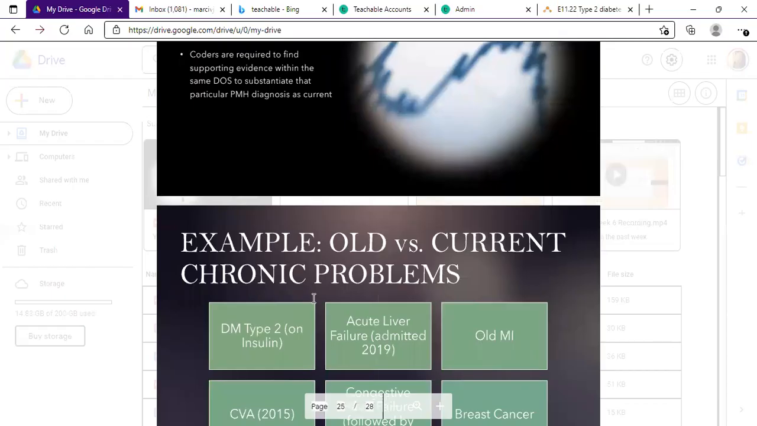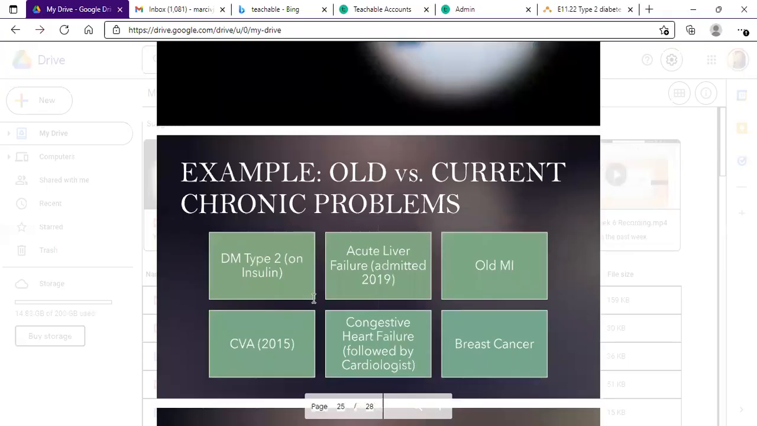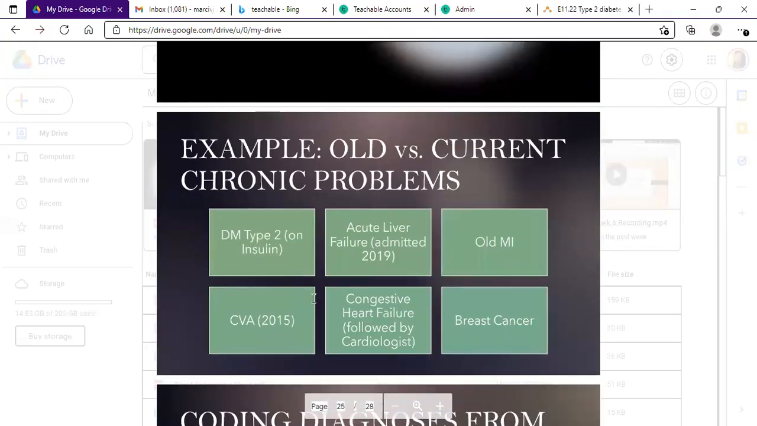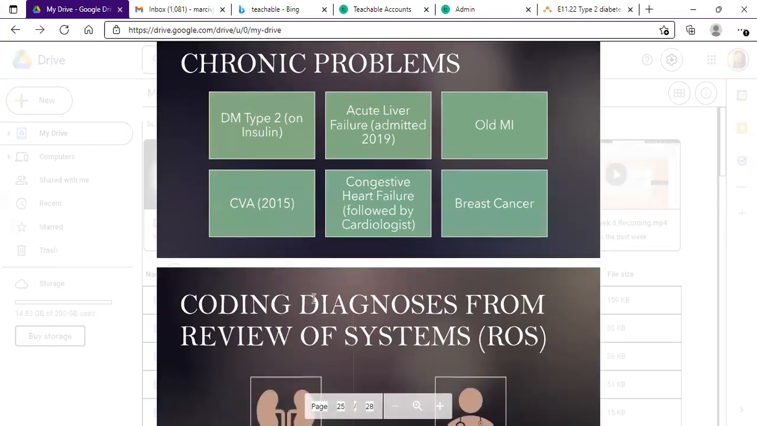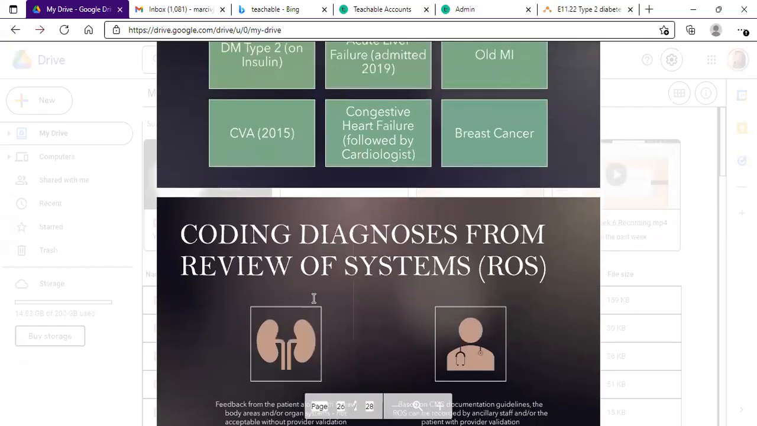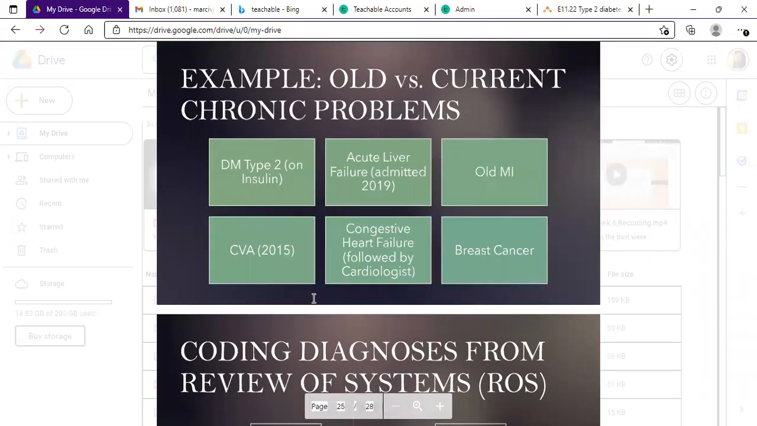So, an example, old versus current. Chronic problems. We've got DM type 2 on insulin. So this is an example. Let's say we've got this patient here. They've got DM type 2 and they're on insulin now. They had acute liver failure. They were admitted in 2019 to the hospital for it. They've got an old MI. They had a CVA in 2015. They currently see a cardiologist for congestive heart failure, and they have breast cancer. So which ones would I code as current and which ones would I code as old?